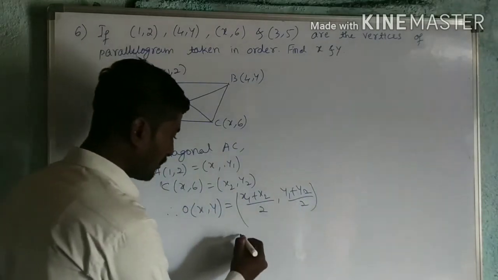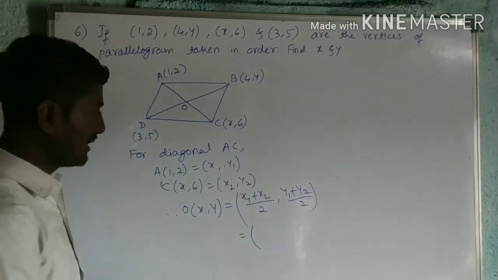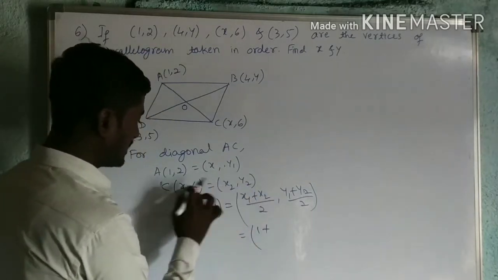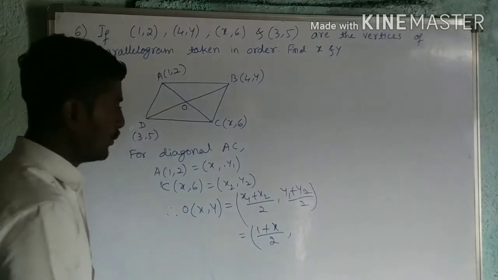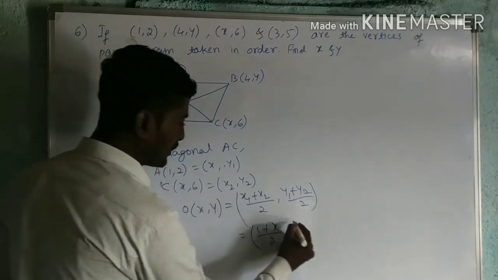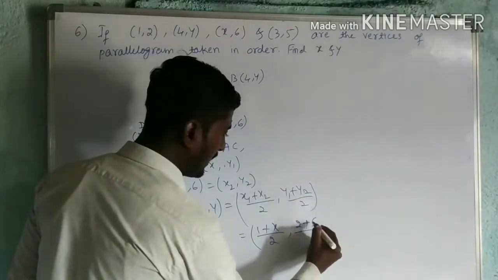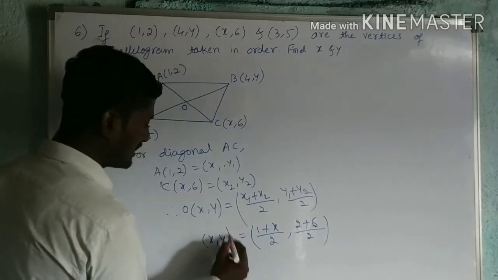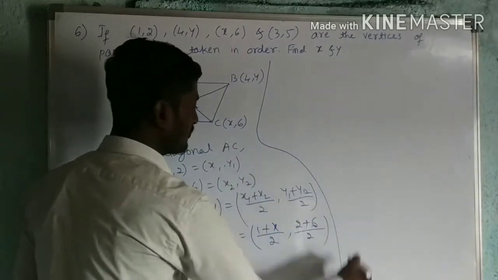Now here I am going to find the value of point O. Let us substitute the values. x1 plus x2: x1 is 1 plus x2 is x, divided by 2, comma y1 is 2 plus y2 is 6, divided by 2. So this is x comma y, this is point O.